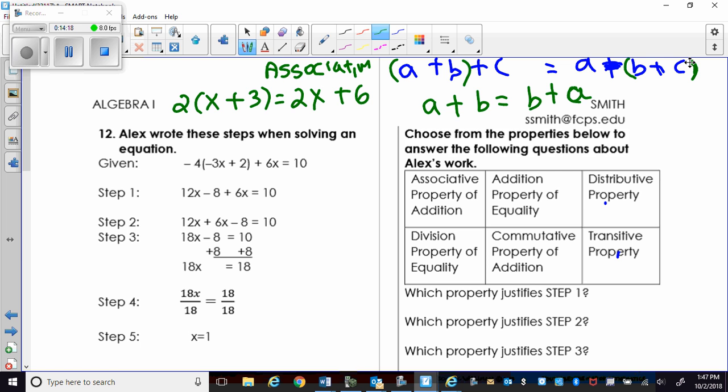So your options here would be associative property of addition, addition property of equality. That's where you add 2 numbers. You add the same number to both sides. Here, distributive property. Division property, you divide by the same number on both sides. The commutative property looks like this, where you flip it over. Transitive property, you have 3 different groups. It's not going to be this one.